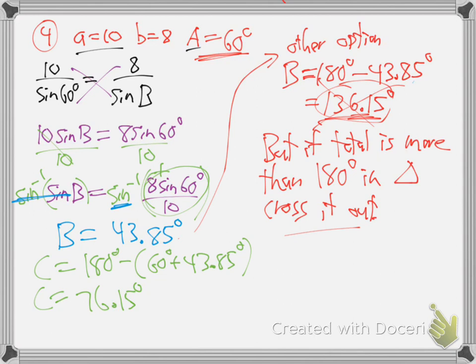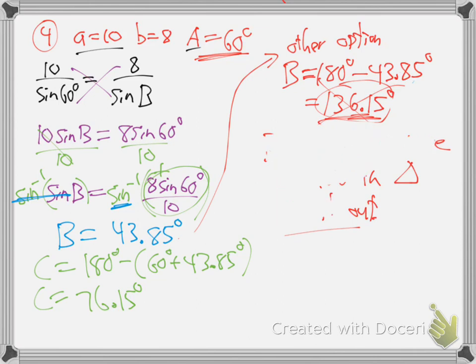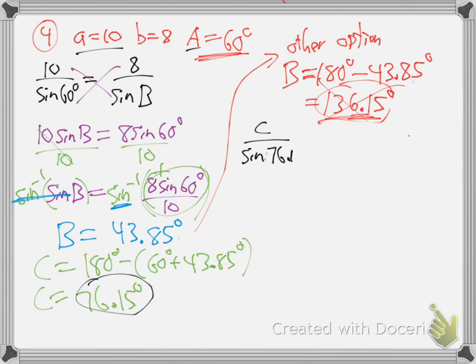And finally, what do I have left to find? Have I got everything? One more thing. The little c. I got to find the little c. So the other side. I go, okay, c over the sine of C, what's C? 76.15, equals a over sine A. How about a over sine A? 10 over the sine of 60 degrees.